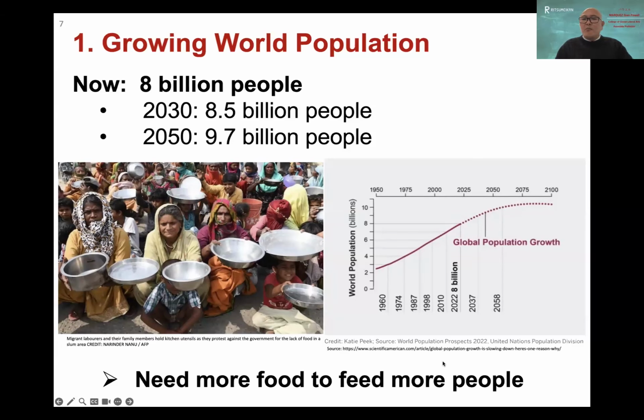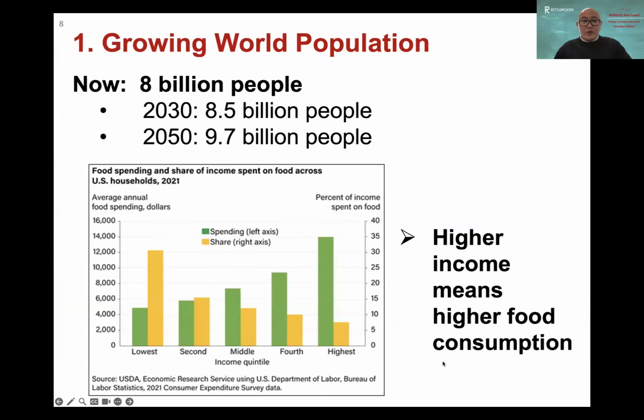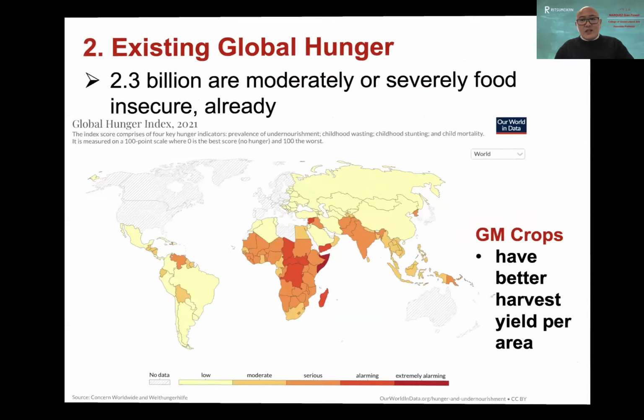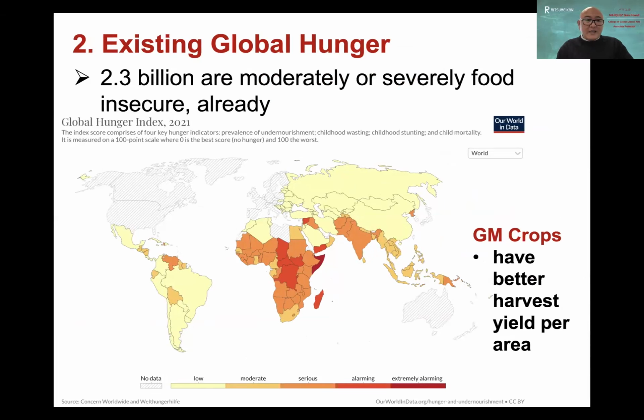Aside from having more absolute number of people in the world, we also aim to make everyone have a better lifestyle, so to have better income. And that entails that if we have higher income, we also consume more food. So aside from the growing population, just becoming richer, the population will increase its consumption of food without changing the number of people. So this puts pressure on the food supply.